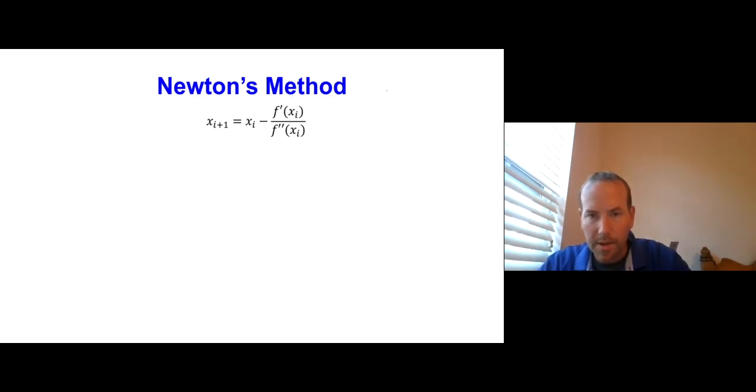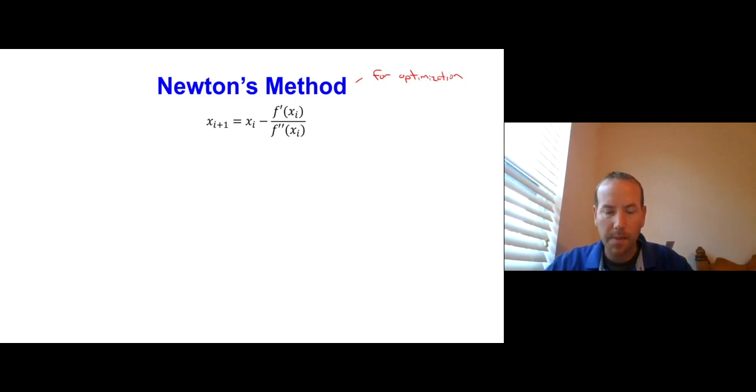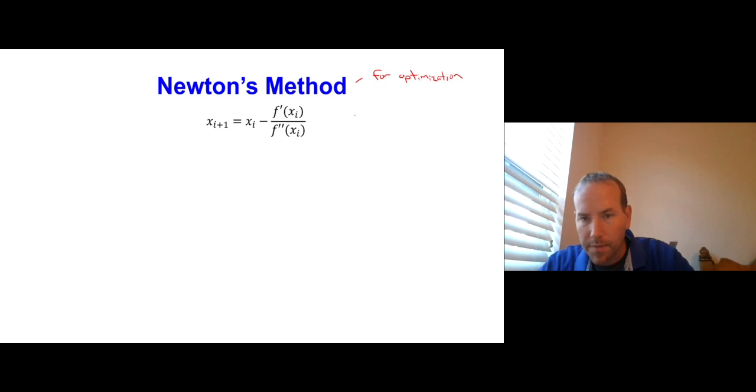Newton's method sometimes gets confused with the Newton-Raphson method for root finding. And so sometimes we'll say, for optimization. But basically, when it's just Newton by itself, then that means it is the optimization version. One of the properties of this is that it will not just find maxima, it will find both maxima and minima.